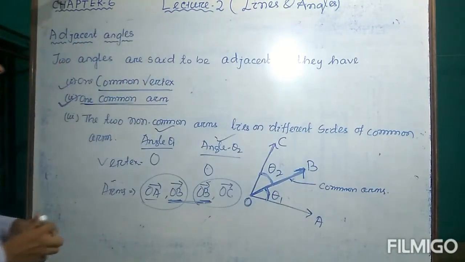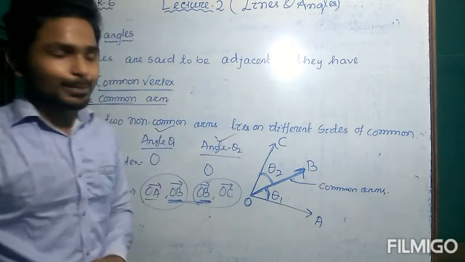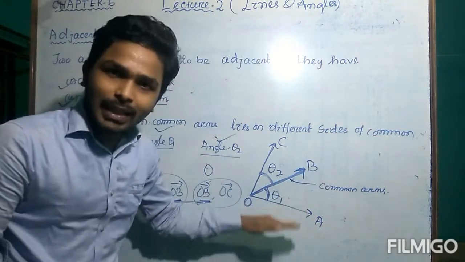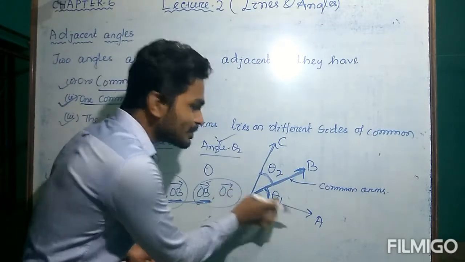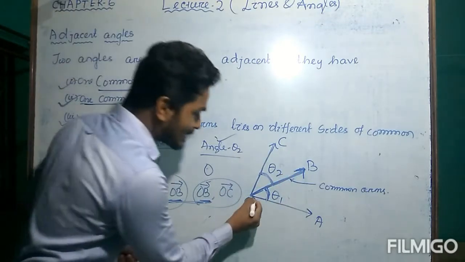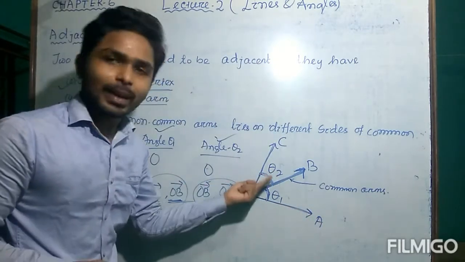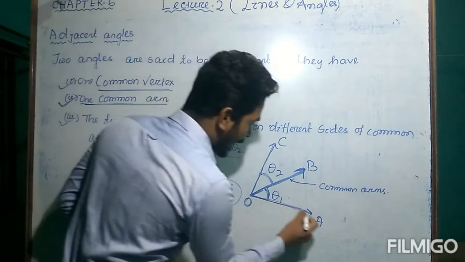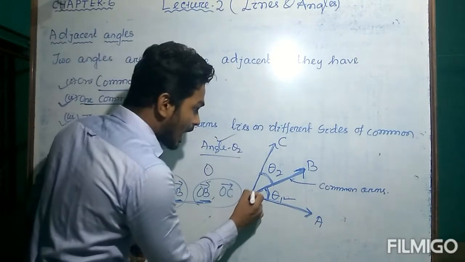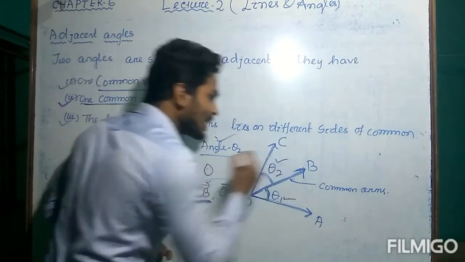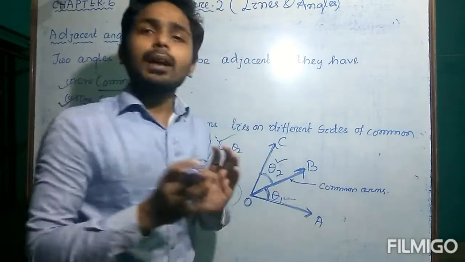Understood? Next condition is the two non-common arms. One arm is common to theta 1 and theta 2. That means except this arm we have another two arms. Yes or no? Yes. And these two arms are not common to these two angles. This arm OA is for theta 1. This arm OC is for theta 2. They are not common, so they are known as non-common arms.